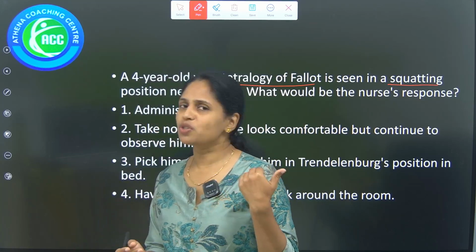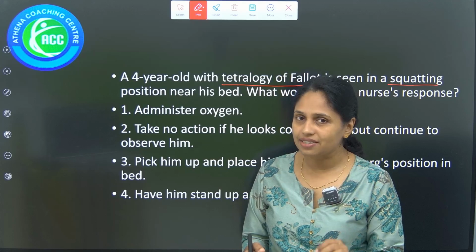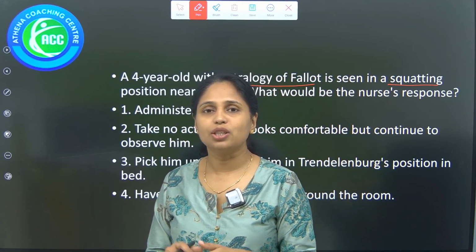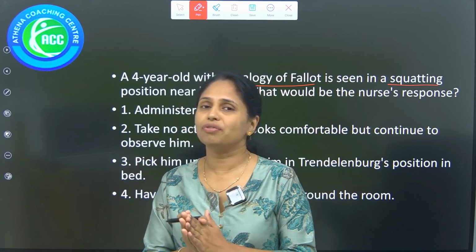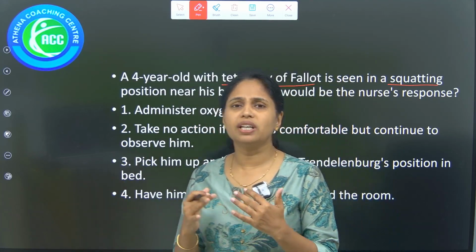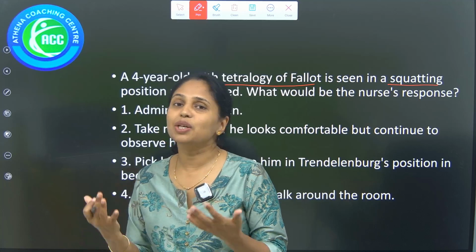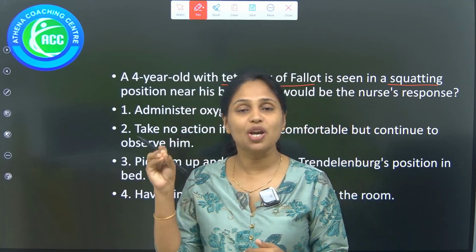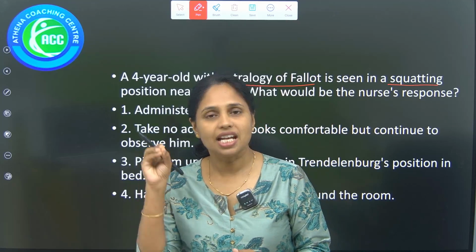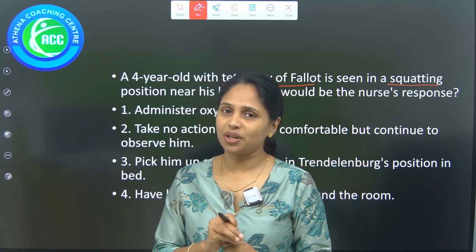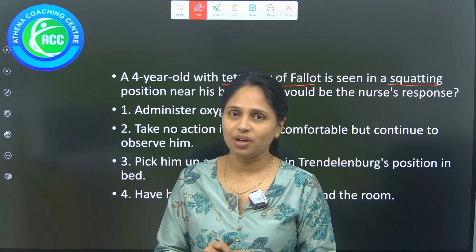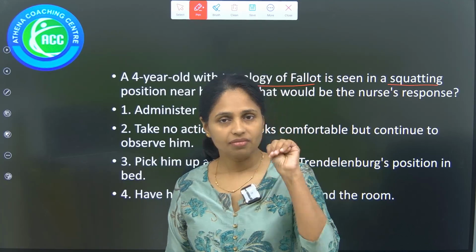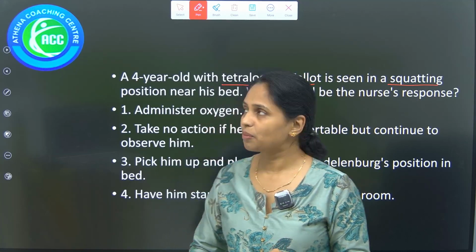When you approach any question, you should understand the basic content, which is the disease condition, and the entire situation of the child. When you understand the situation, then directly you can select the answer. So please remember what tetralogy of Fallot is. It is a congenital cardiac disorder, a cyanotic disorder, with 4 associated conditions.